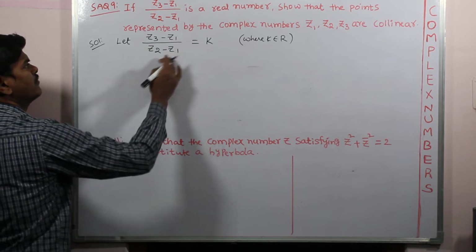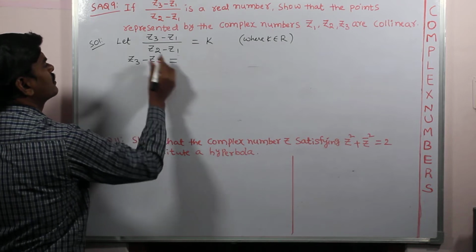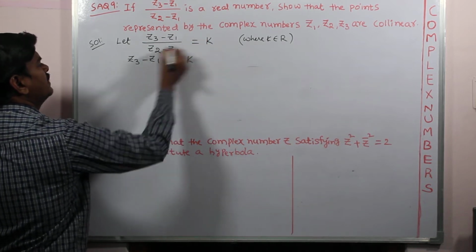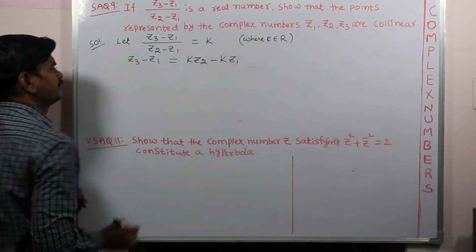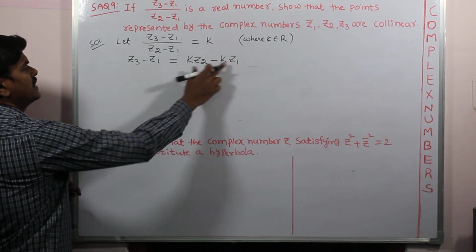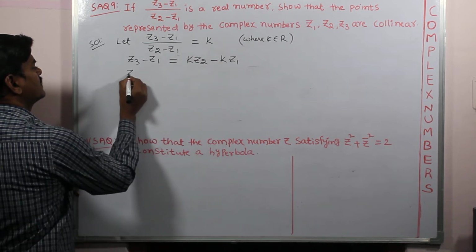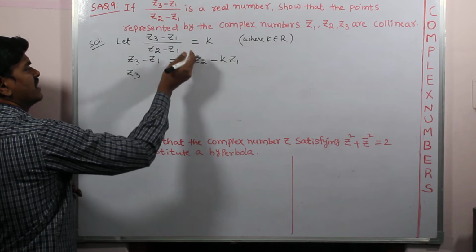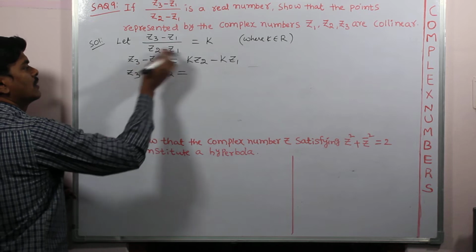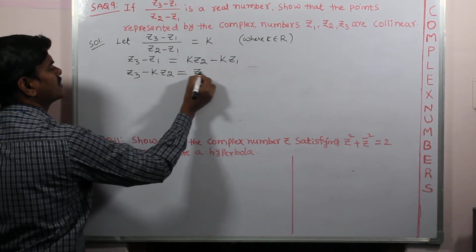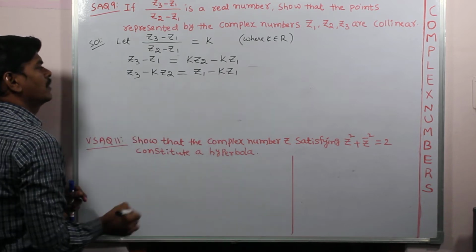Now what is the possible simplification? Go for cross multiplication. Z3 minus Z1 equals k into Z2 minus k into Z1. Now we are able to see two Z1 terms. Write them together. So write Z3, transposing plus k Z2 becomes minus k Z2, that equals, on transposition of minus Z1 from LHS to RHS it becomes plus Z1 minus k Z1.